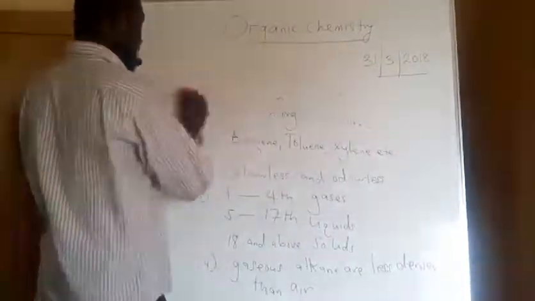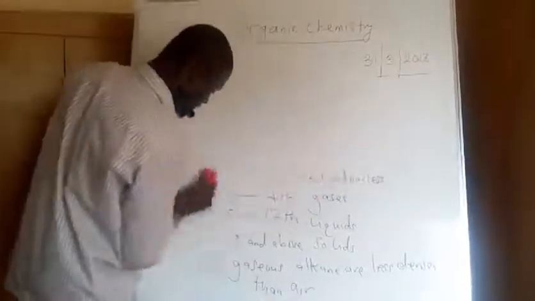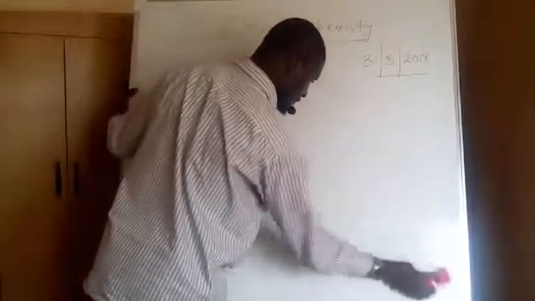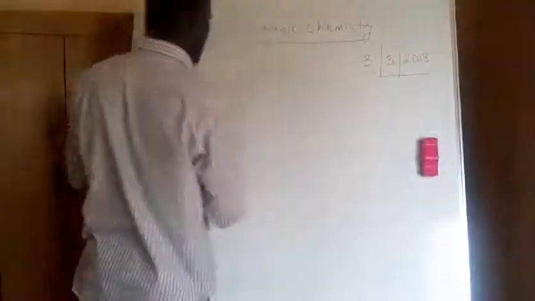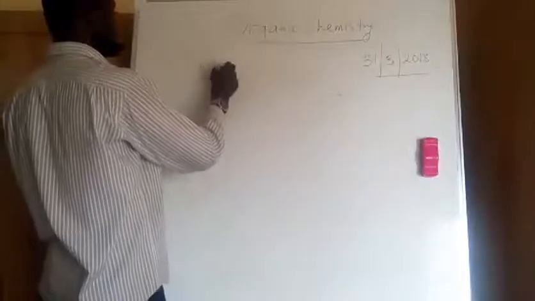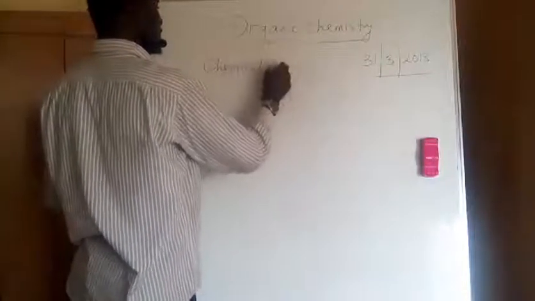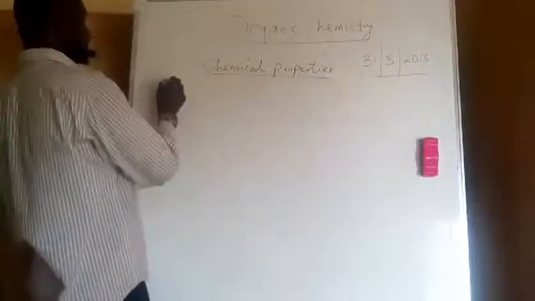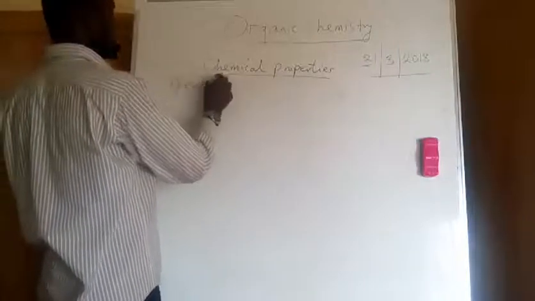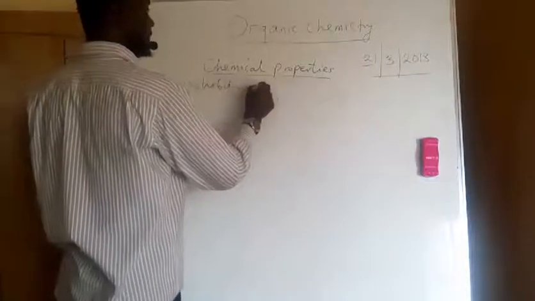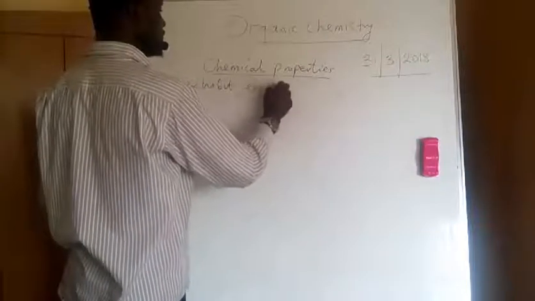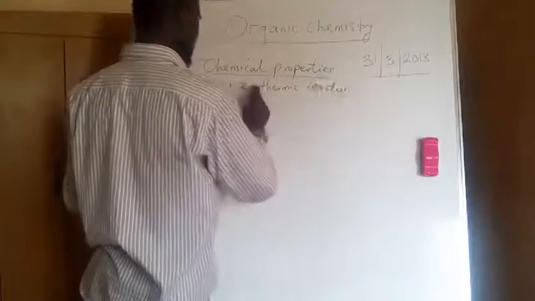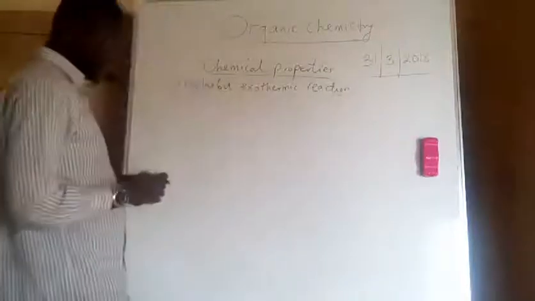Now let's look at the chemical properties of alkanes. Now, one of the chemical properties of alkanes is they exhibit exothermic reaction. All alkanes exhibit exothermic reaction.